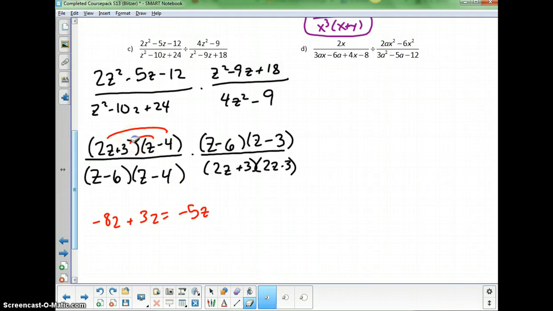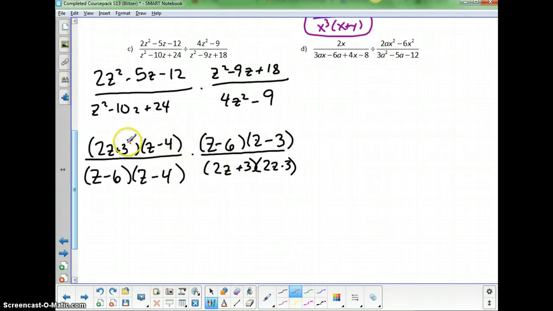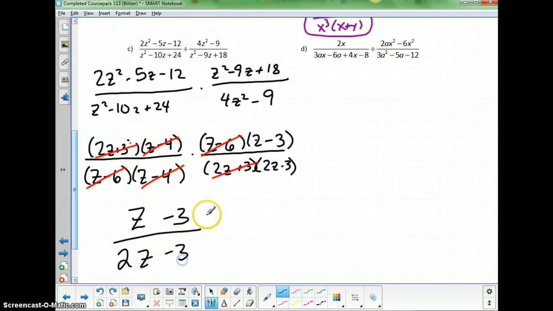So let's get rid of these lines now since we've found the right one. And we've got everything factored. Now that everything is factored, we're going to see what we can cancel. So we've got a 2z plus 3 and a 2z plus 3. Those will divide out. A z minus 4 and a z minus 4, those divide out. A z minus 6 and a z minus 6, those divide out. And this one's a z minus 3 and a 2z minus 3, so those are different. So my answer is (z minus 3) over (2z minus 3).